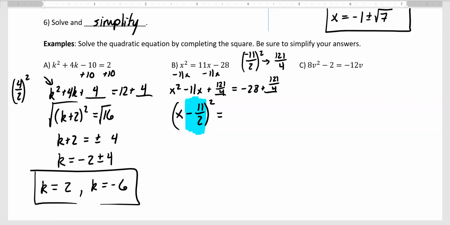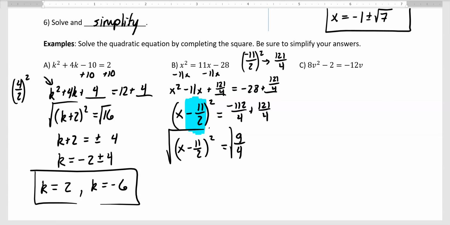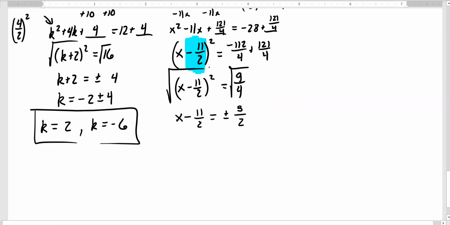Negative 28 times 4 would be negative 112 over 4 plus 121 over 4. So that will become 9/4. So x minus 11 over 2 squared equals 9 over 4, which is actually hyper convenient when I think about square rooting things, because I would have x minus 11 halves equals plus or minus the square root of 9/4, which is the square root of 9, 3, divided by the square root of 4, 2. So that's not awful at all.